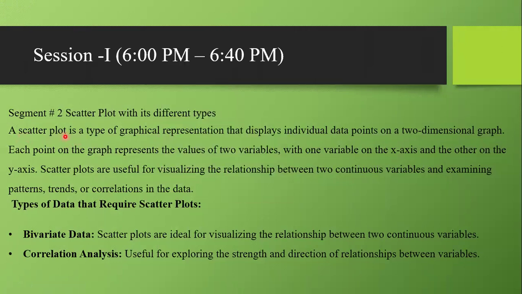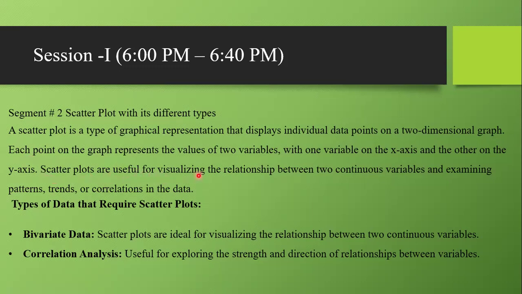A scatter plot is a type of graphical representation that displays individual data points on a two-dimensional graph. Each point on the graph represents the value of two variables, with one variable on the x-axis and the other on the y-axis. So we can conclude that in scatter plotting, we should have two variables to compare and to estimate their relationship, their direction.